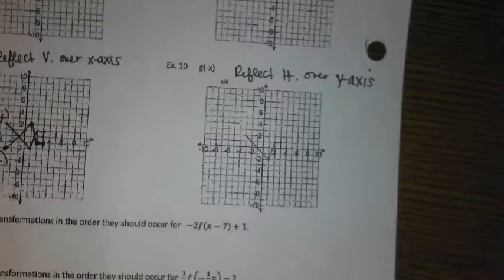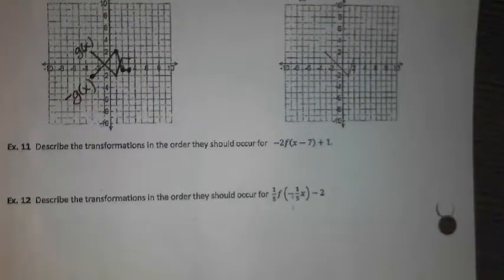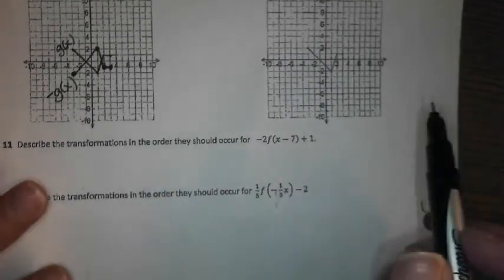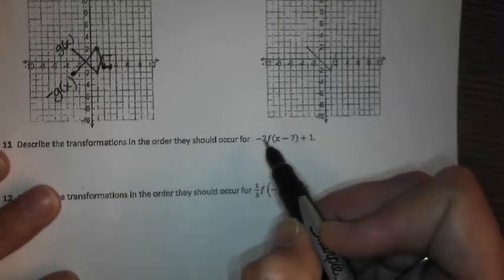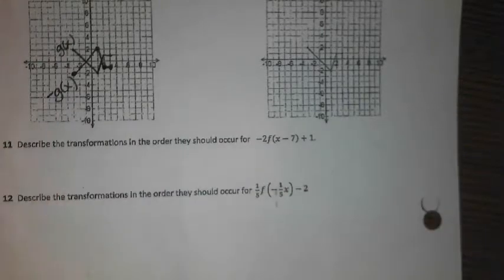Okay. Any questions on that? The last thing I have to throw at you, because we've been doing one transformation each time, is that realistically you can do multiple things. Okay? So in this particular problem we've got really 4 things going on. The negative, the 2, this -7, and the +1. The order of transformation is important.